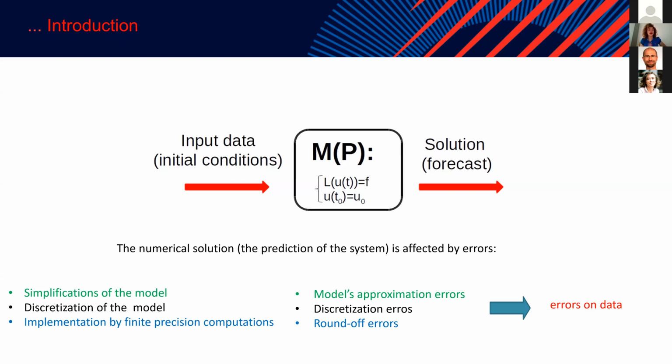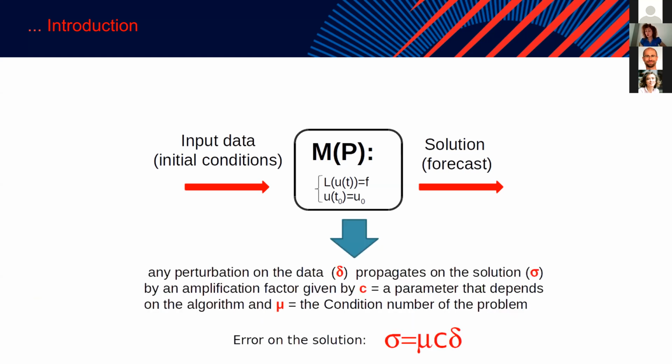Independent of which kind of model you are applying, PDE, machine learning, even data assimilation, doesn't really matter, any kind of model introduces these kinds of errors that we can call model errors, discretization errors, and round-off errors. All these errors are then errors on the data that we will use in our models. So it has been proved, thanks to something called backward error analysis, that any error on the solution is, let's say, proportional in some way.